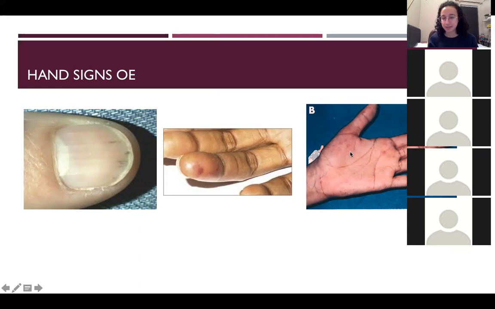This one and this one are quite similar, and it can be confusing. If you get them mixed up, it doesn't matter. But there are two things. Yeah, Osler node, well done. So this is an Osler node. Osler nodes are usually at the tips, and Janeway lesions are more likely to be here. Oh, I just gave it away. But the third one's a Janeway lesion. So all of these reddish dots. And these three hand signs can indicate one disease. Do you know what it is?